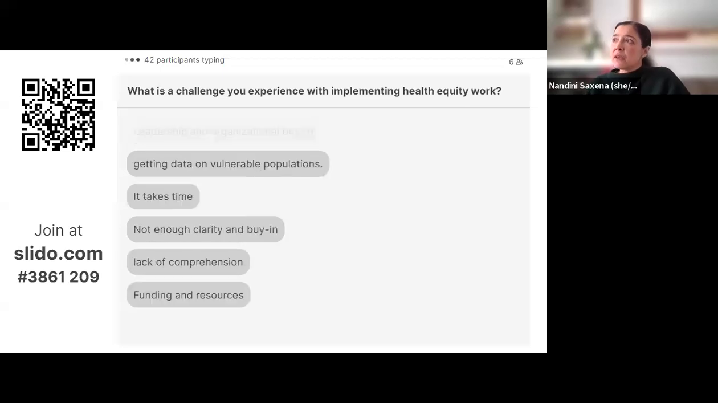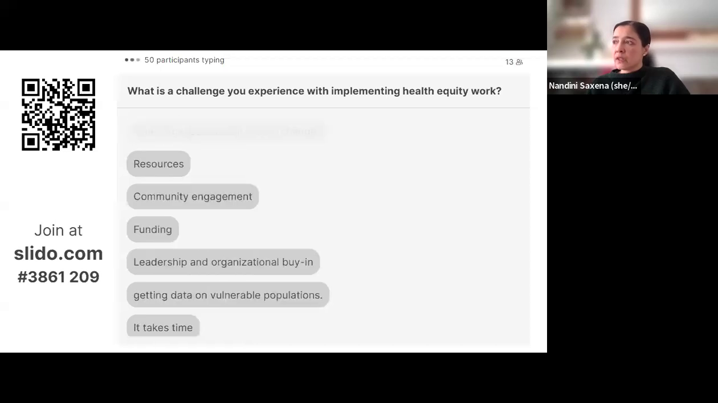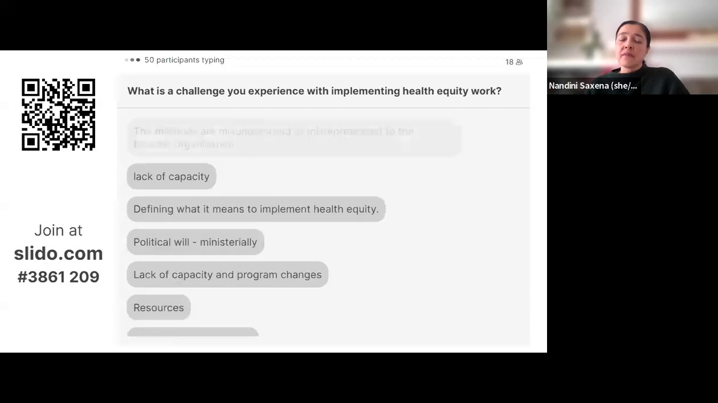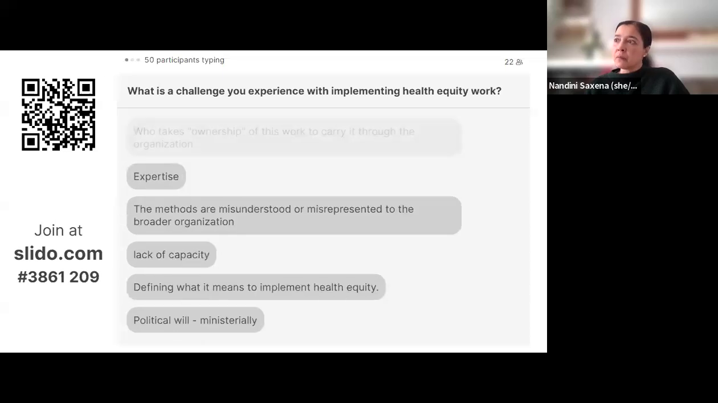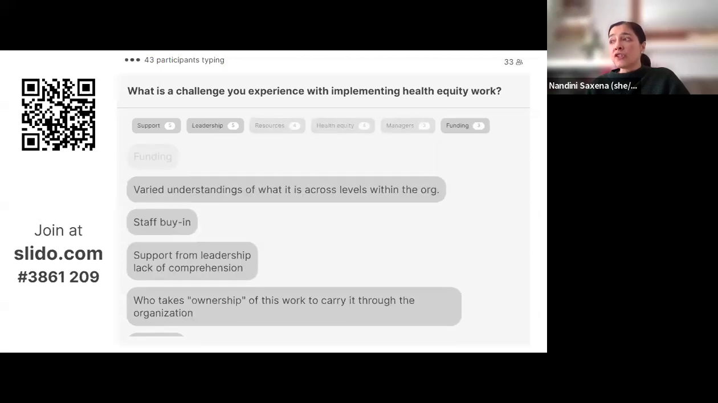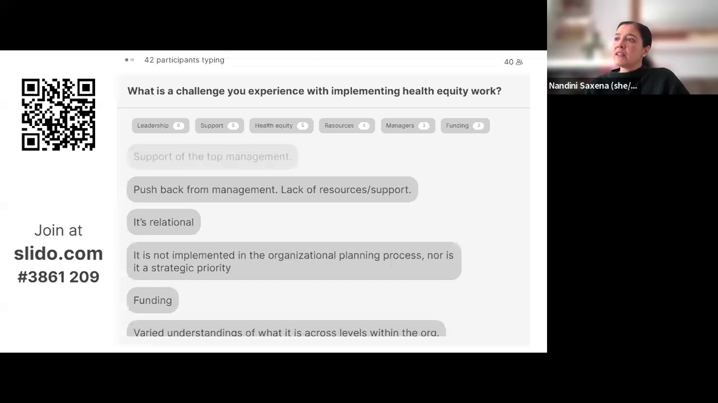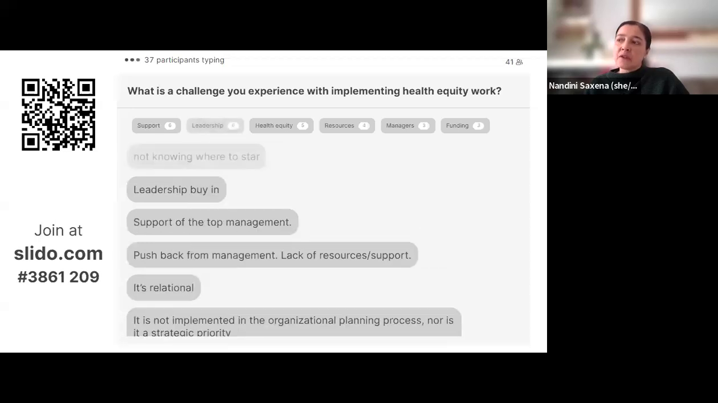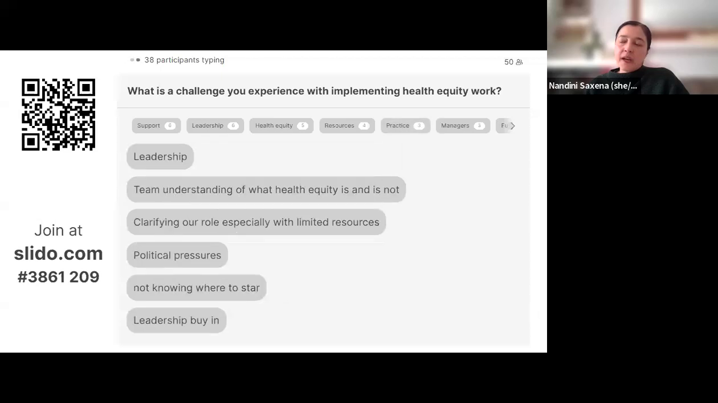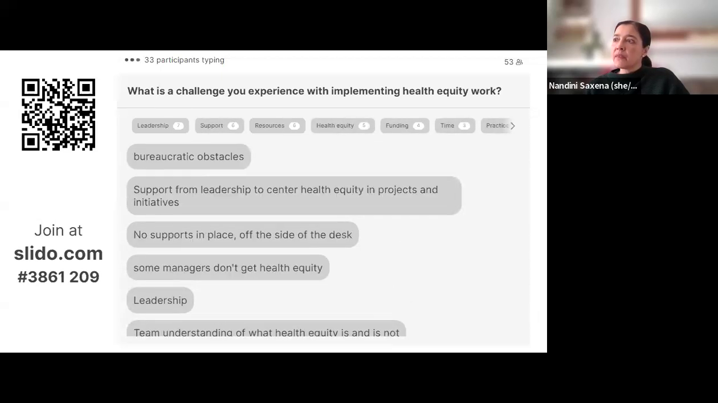So people are typing in terms of challenges. So one challenge is leadership and organizational buy-in, lack of capacity, the need for resourcing and implementation supports, the question of who takes ownership of this work. And also, yeah, absolutely, it's relational. And so how do you build that relationality into a health equity framework?